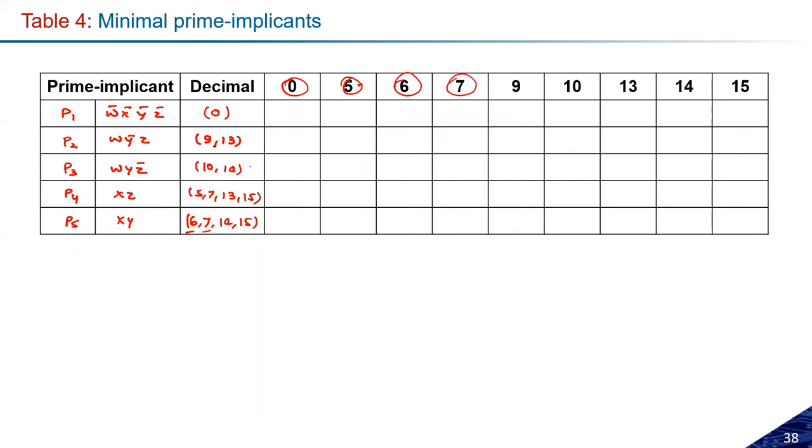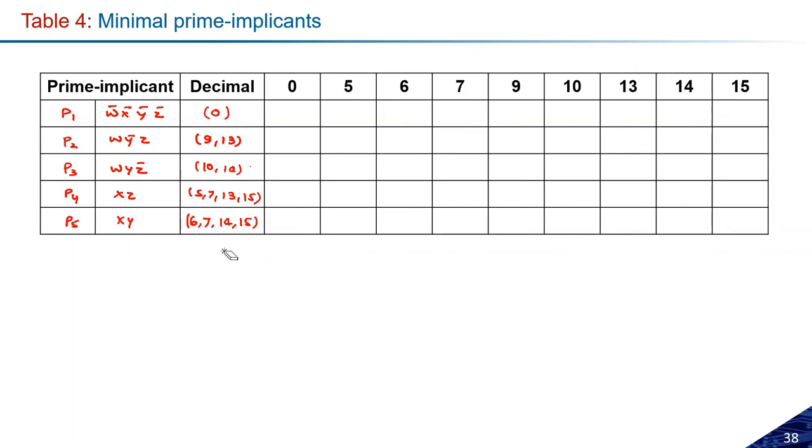Then 9 is there, so 9, then 10, then 13, then 14, and then 15. Which decimal equivalent will come, we need to check from these patterns or groups. Whatever decimal digits are present, we have to write over here. I did one step in advance, but this is what you have to do.